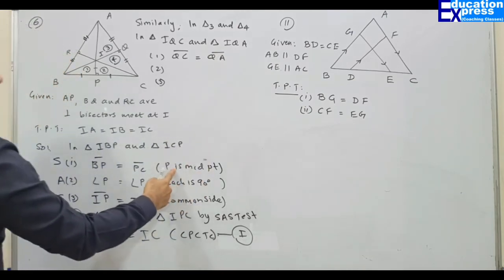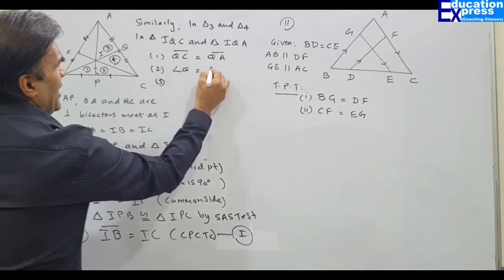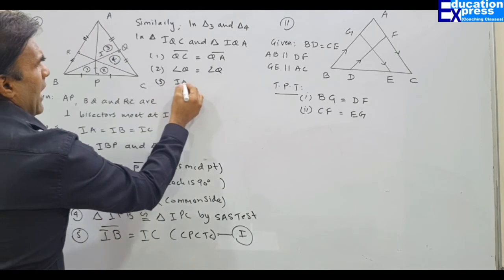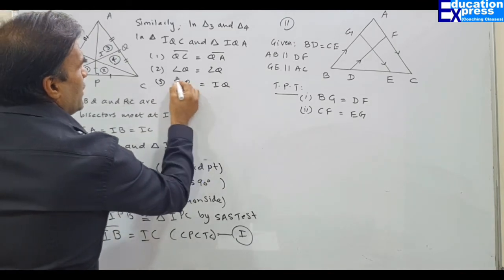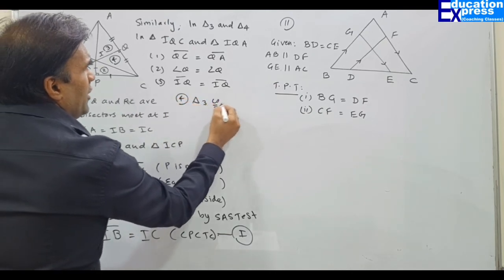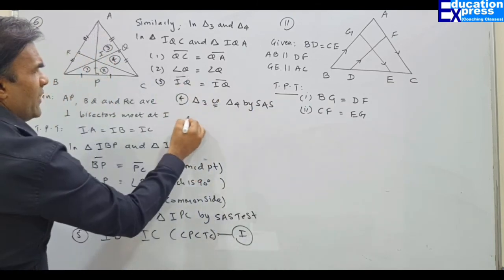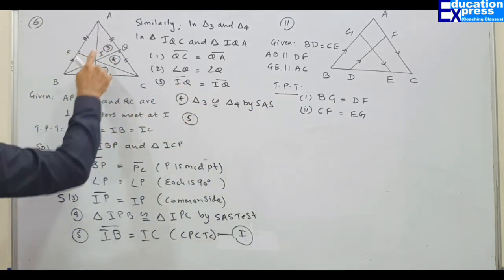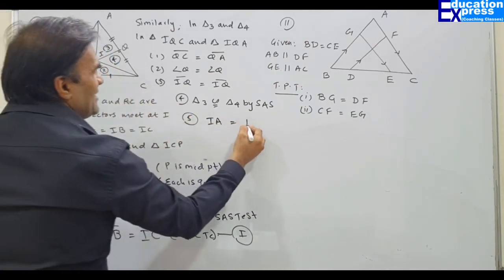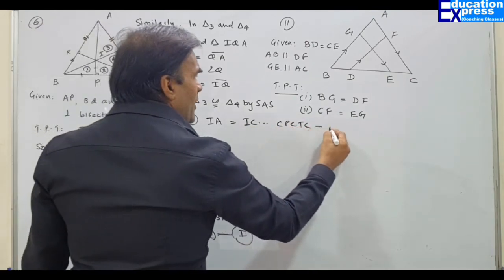Reason? Same reason as cited over here. Q is the midpoint. After that, angle Q is 90. Over here Q is 90. Reason? Each is 90 degrees. After that, IQ equals IQ. Reason? Sir, common side. Therefore, triangle 3 is congruent to triangle 4 by SAS test of congruency. Therefore, my dear friends, IA will be equal to IC. Reason CPCTC. So now Roman 2.